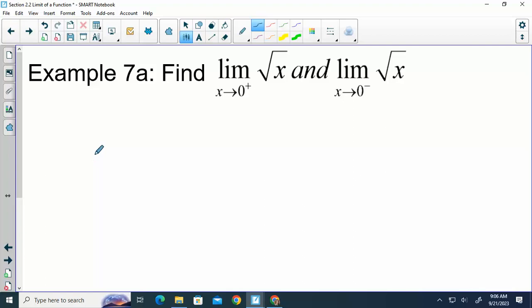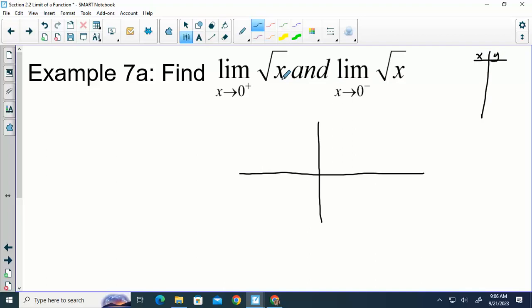So let's look at this one. I'm asking for the limit as we approach 0 from the right and as we approach 0 from the left of the square root of x. So I probably need a graph to help me out here. You might remember what a square root looks like. If not, we can figure it out.